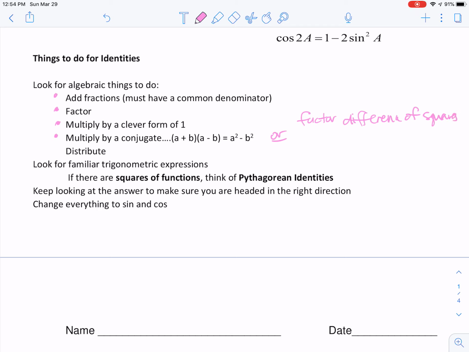So if you started with something like a squared minus b squared, you could factor that to a plus b and a minus b, either way. Okay, you want to look for trick things to do. If there's squareds, you want to look at those Pythagorean identities, and you can manipulate them and move them around. Keep looking, keep trying, and see if you're headed in the right direction. Is it getting simpler? Is it getting more complicated? And you can always change everything to sine and cosine if all else fails.